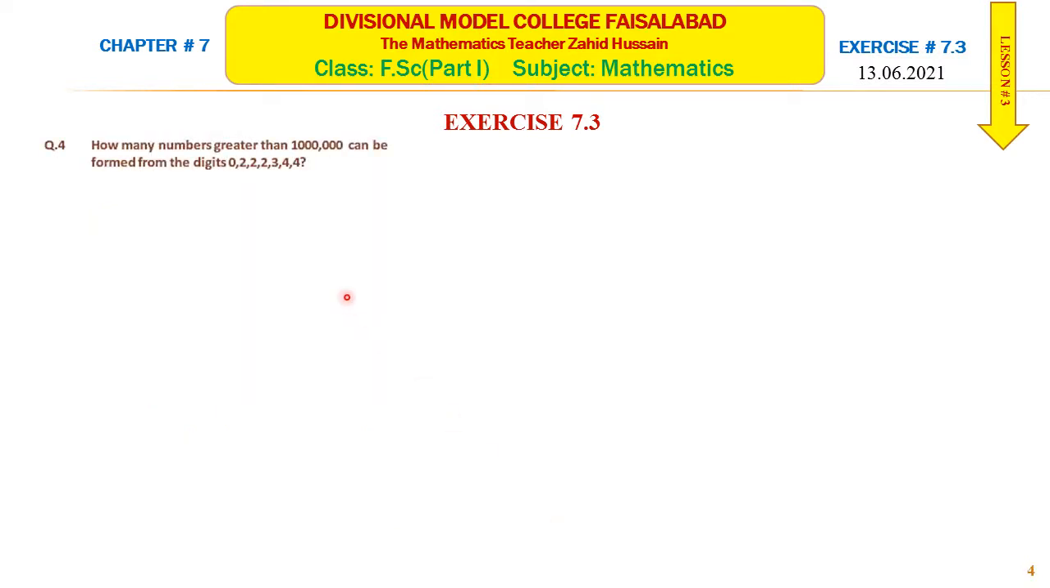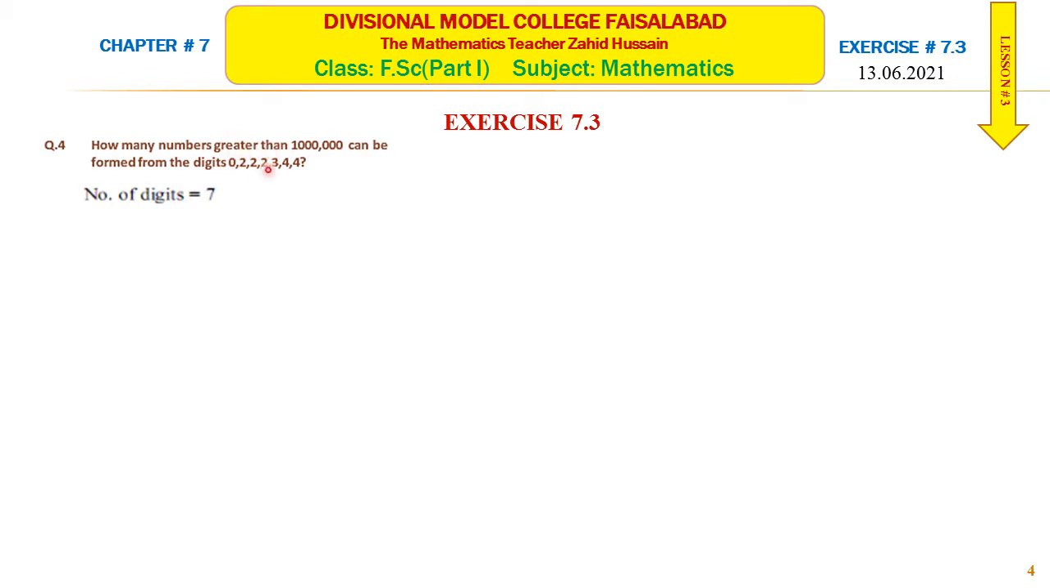Question number 4. How many numbers greater than 10 lakh, that is 1 million, can be formed from the digits 0, 2, 2, 2, 3, 4, 4? Now again look at these digits. All the digits are not different. Some of the digits are occurring more than once. So first we will find the number of arrangements formed by these digits.